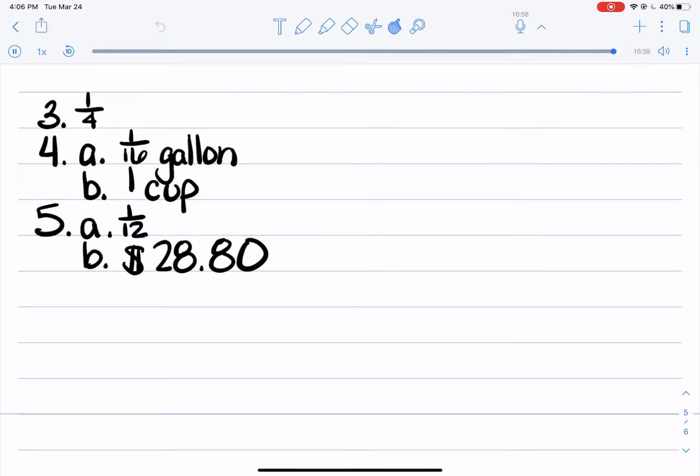So I hope you had some success with that. And if you are ready, you can go to the exit ticket. You can post the answer to the exit ticket in the Google form that's provided on Google Classroom.